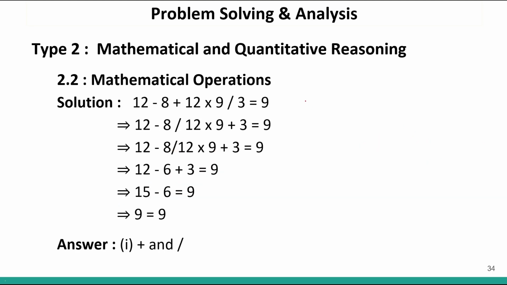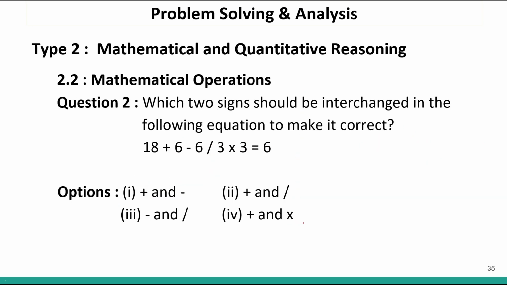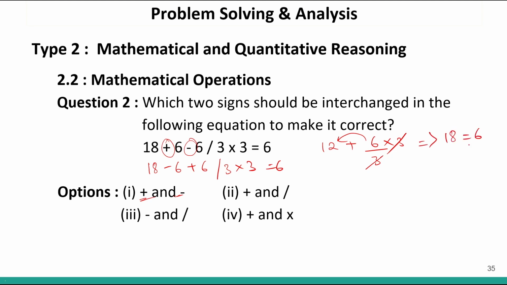Now, this is the solution. Second, same type of question. This equation is given to us. Let us check with the first one. Now, the first one is plus and minus. So, 18 minus 6 plus 6 divided by 3 into 3 equals to 6. Now, if I solve this, 18 minus 6 will give me 12. Plus 6 divided by 3 into 3. So 3 and 3 cancel. 12 plus 6 will give me 18. And on the right hand side I have 6. So this is not true. So the first is not true.